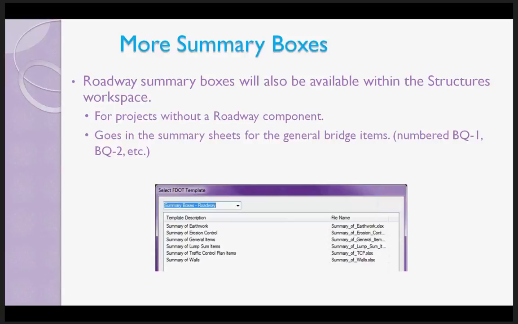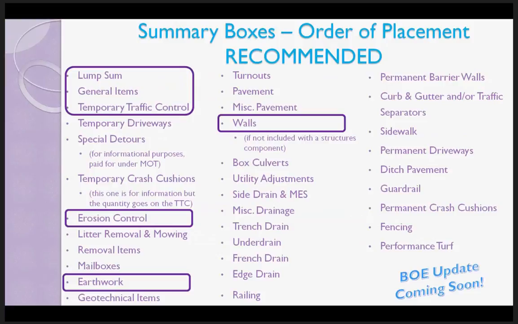So, all right. And kind of to go along with that, this was a slide I used last week, but these that I've circled in here are the ones that are made available in the structures workspace. And this is the basic order of how these need to go into the plans. So you would have lump sum items, general items, the temporary traffic control, and then erosion control if you needed it, earthwork if you needed it, as well as walls.